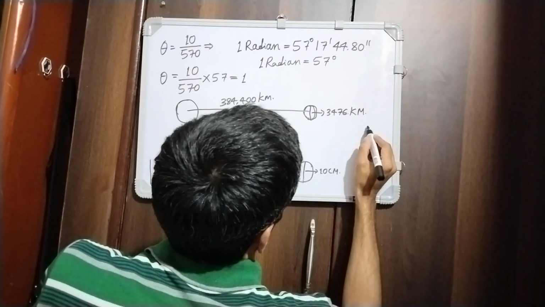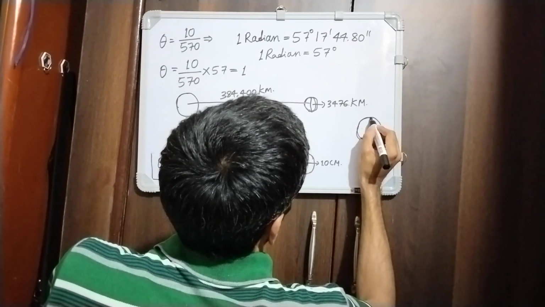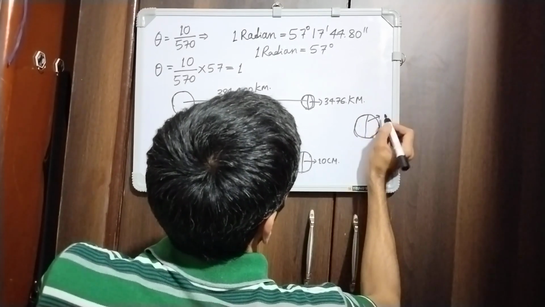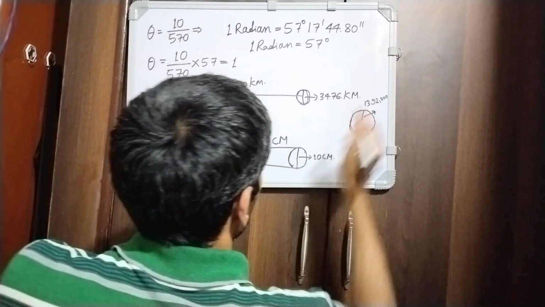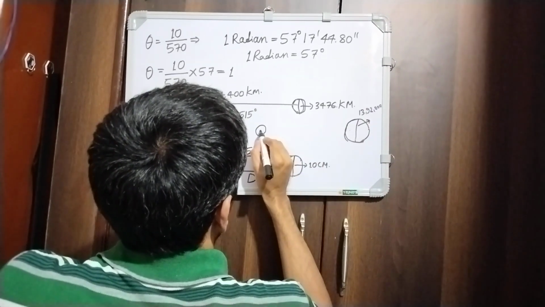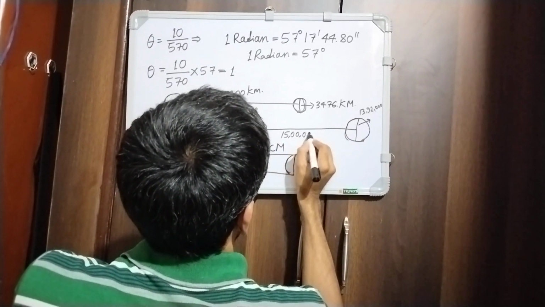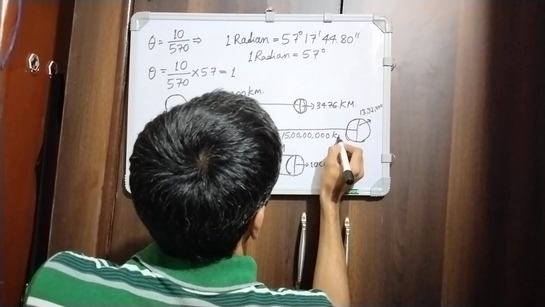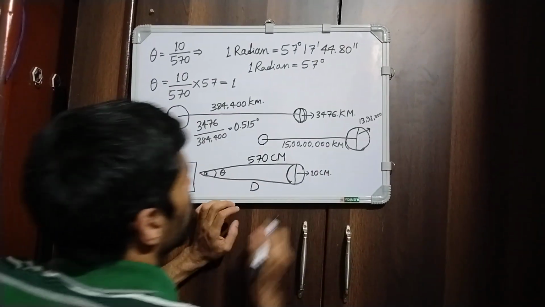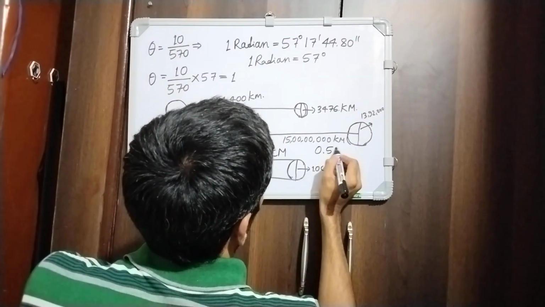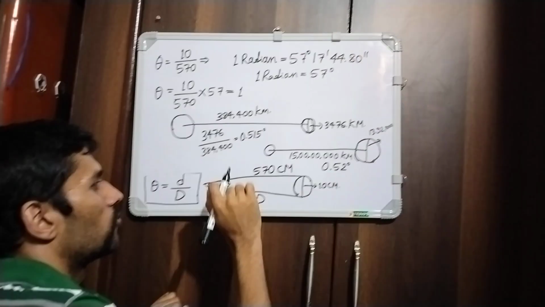Here lies the earth and here is the sun. The diameter of the sun is 13,92,000 kilometers, and the distance from earth to sun is 15 crore kilometers. This also approximates to around 0.52 degrees. That is why both the moon and the sun look the same size from our earth.